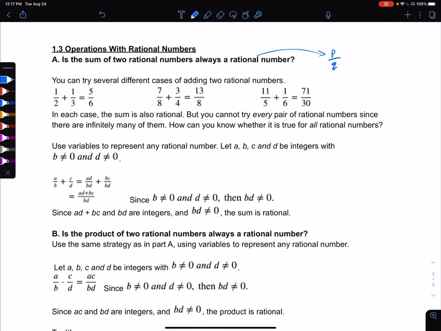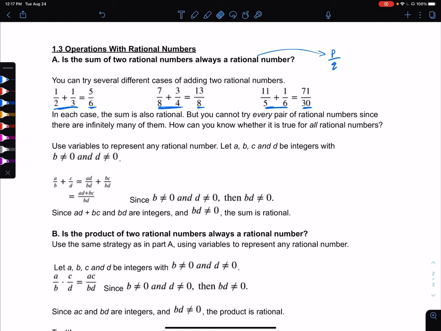By trying several different cases of adding rational numbers, we can see that any time we add up two rational numbers, we get another one. Two rational numbers added up gets a rational number. However, there's an infinite amount of these examples, so we wouldn't possibly be able to test every single example by hand. And that's what it says here: in each case, the sum is also rational. You can't try every pair of rational numbers since, again, there's an infinite amount of them. We can just keep trying and we would never run out of combinations.